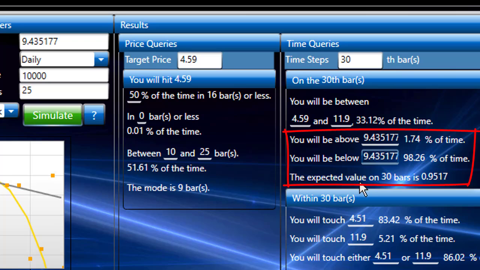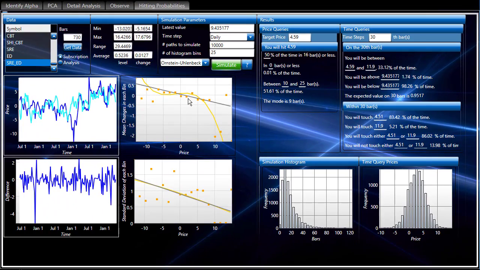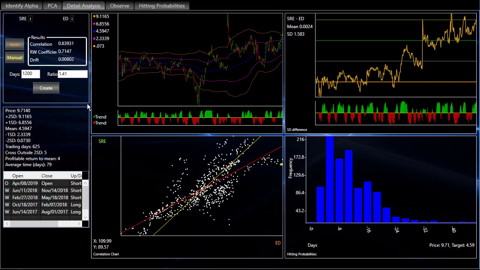So it's got about a 5% expectation value, and it's saying we're going to get to the mean in 16 days or less, half the time, but the mode is only 9 bars. So everything about this picture looks very good. All these numbers look great. We're going to make this the recommendation. Let's go back and look at the detail analysis one more time.